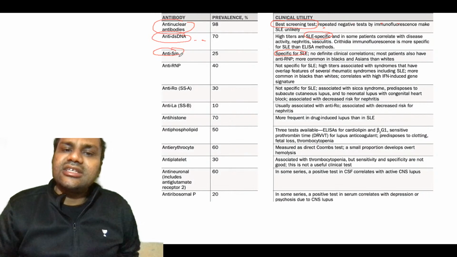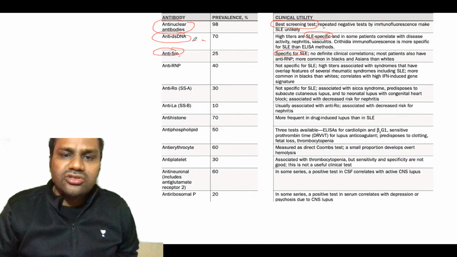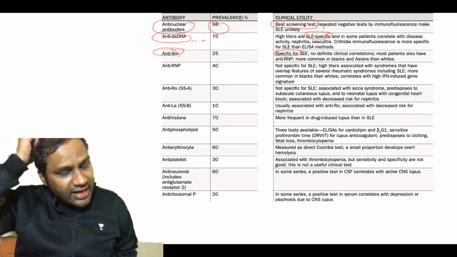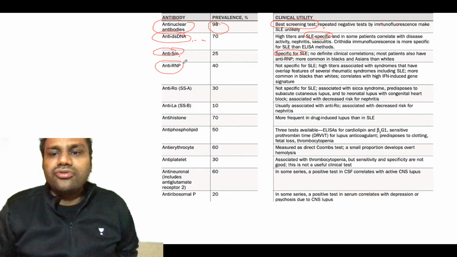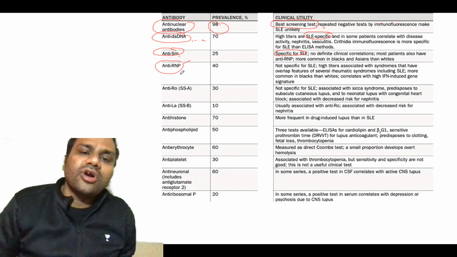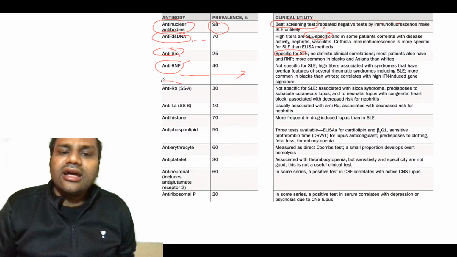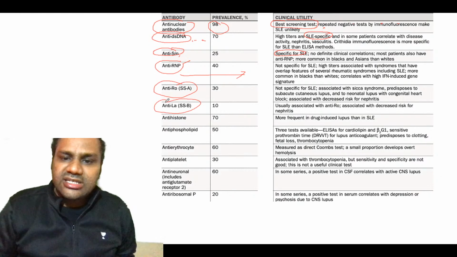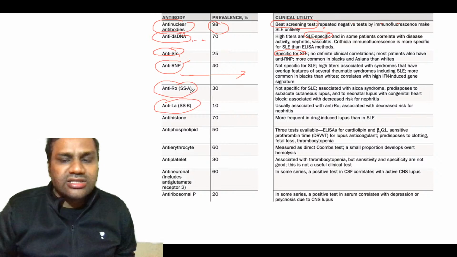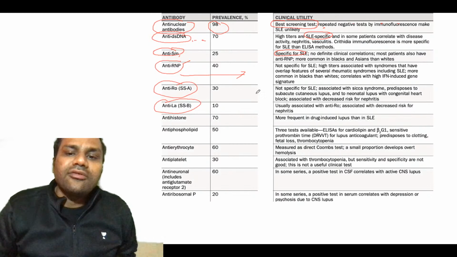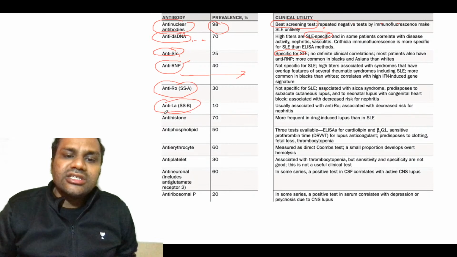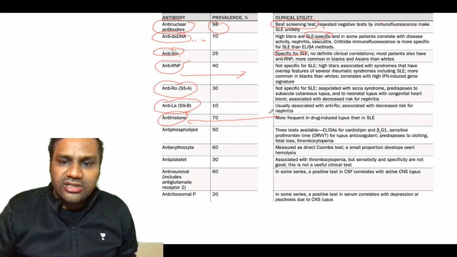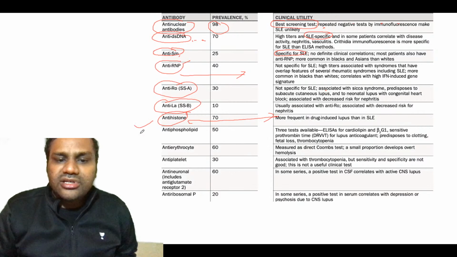Anti-Smith is specific for SLE, even more than double stranded DNA, but the highest percentage you get is of ANA in SLE, then anti-double stranded DNA, then anti-RNP. RNP is another type of anti-nuclear antibody you can see in SLE. Then you can see Ro and La, which are more commonly associated with Sjogren syndrome. Ro is also associated with neonatal lupus. Anti-histone is associated with drug-induced lupus, but can be associated with SLE also.